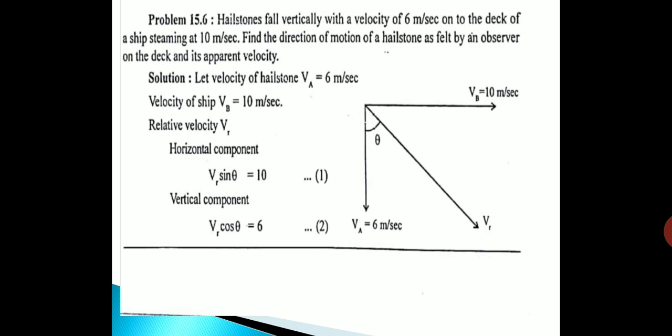Now let's come to a different example, the last one for the day. Need not worry, because as per your feedback you want short and sweet videos, and we have made an attempt to do it. So here we have a different problem. The problem says: hailstones falling vertically with a velocity of 6 meter per second onto the deck of a ship steaming at 10 meter per second. Find the direction of motion of the hailstones as felt by an observer standing on the deck and its apparent velocity.